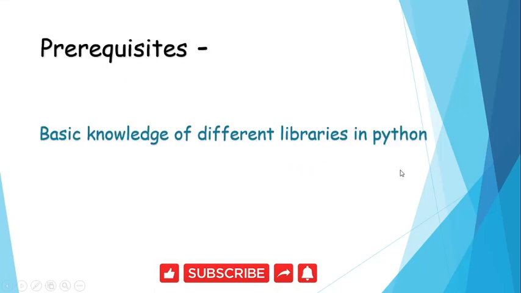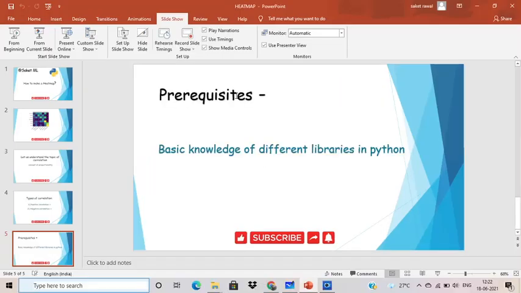Before moving on, we are going to start the coding section and we will make our own heat map. There is a small prerequisite for this video: you must have some basic knowledge of Python. If you know the basics of libraries in Python, it will be beneficial for you, although I will explain everything from scratch. So don't worry. Let's start the coding section.